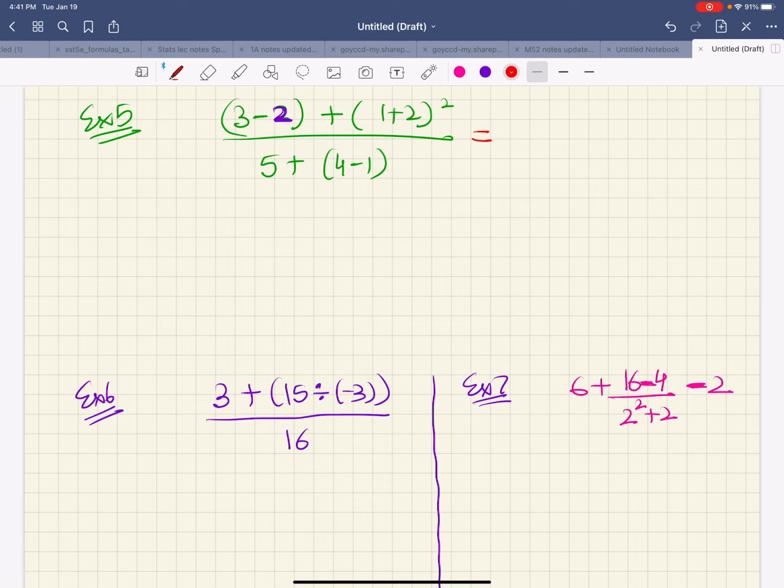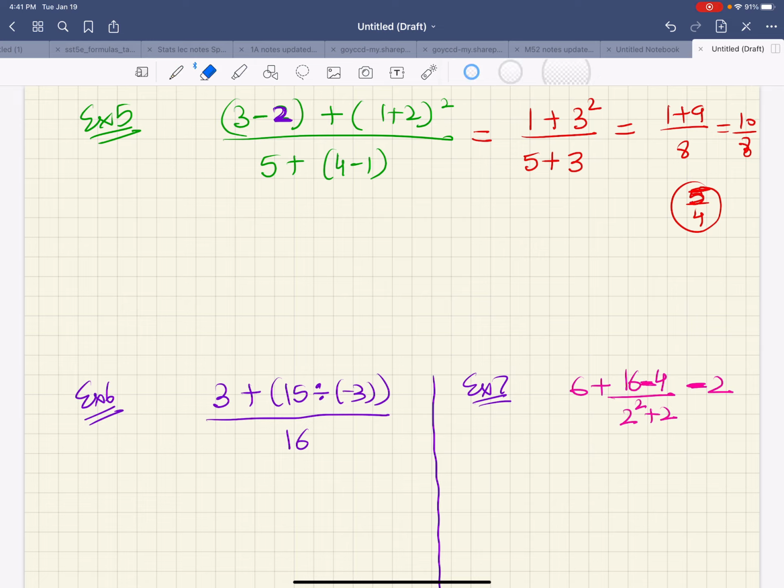So let's take care of the parentheses first. 3 take away 2 is 1, plus 1 plus 2 is 3, squared, over 5. You can simultaneously work on the top and bottom. Okay, to save time, you can simultaneously be working on the top separately and the bottom separately. 4 minus 1 is 3. 1 plus 9 over 8 turns out to be 10 over 8. Finally, which simplifies to 5/4. Okay, that simplifies to be 5/4. This is a 5. Clean it up, make it better. It does not look like a 5.